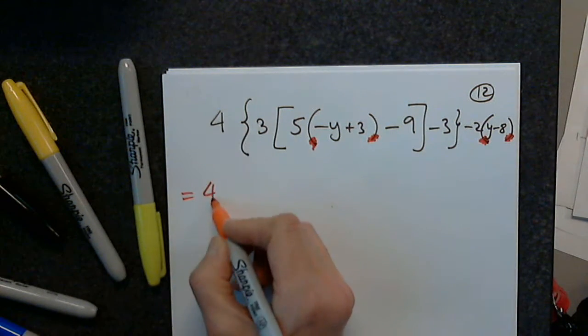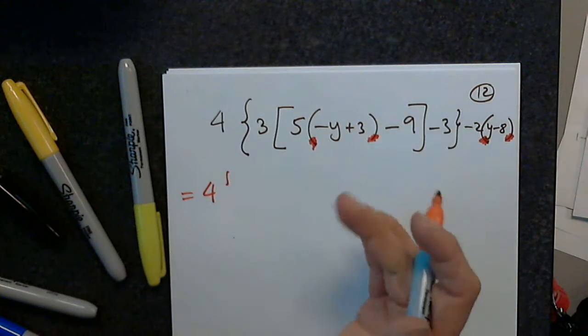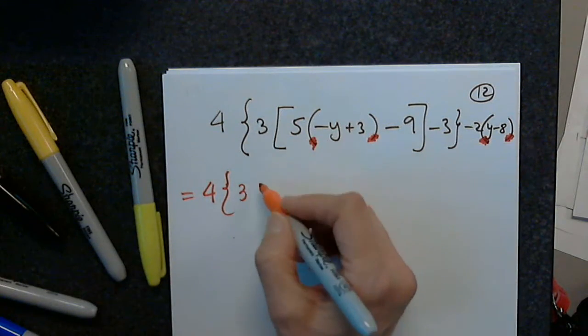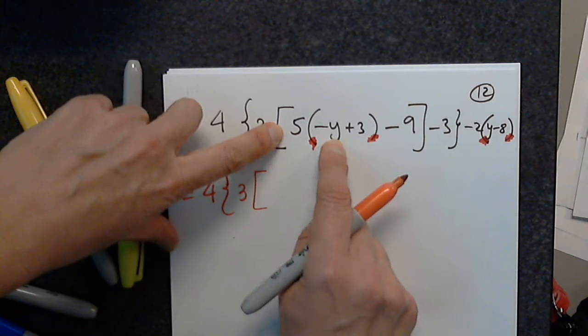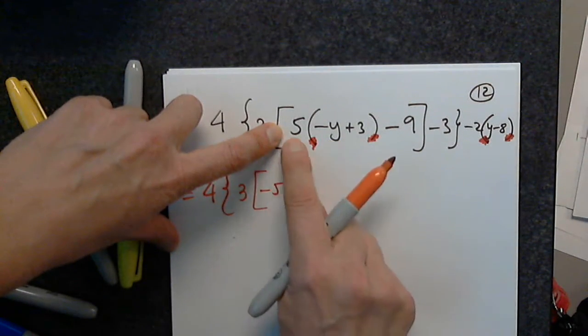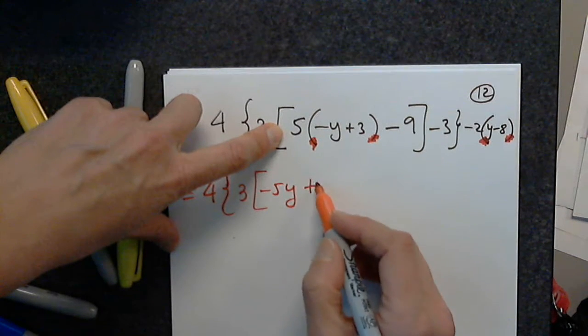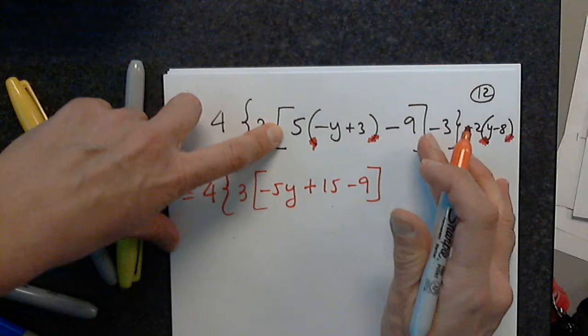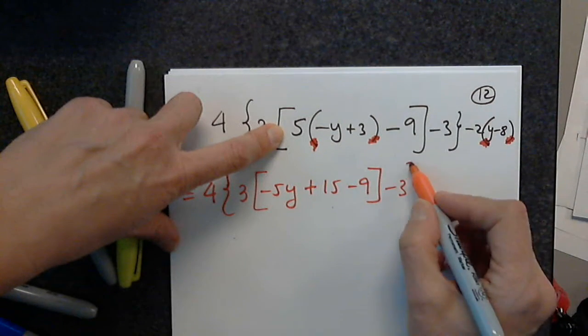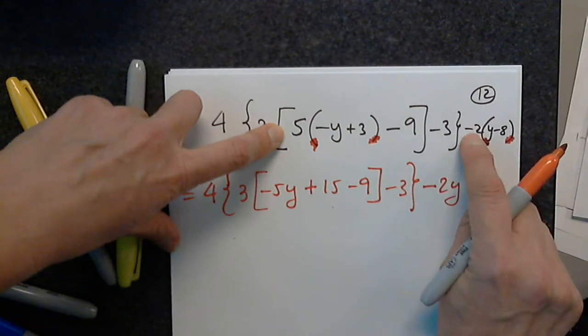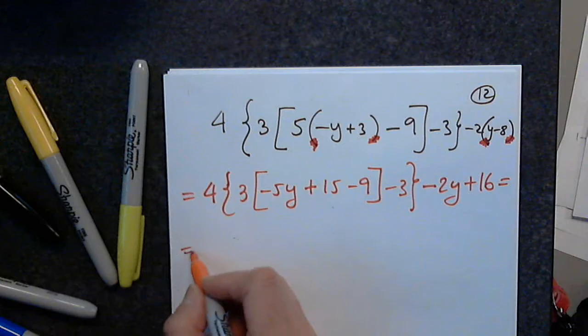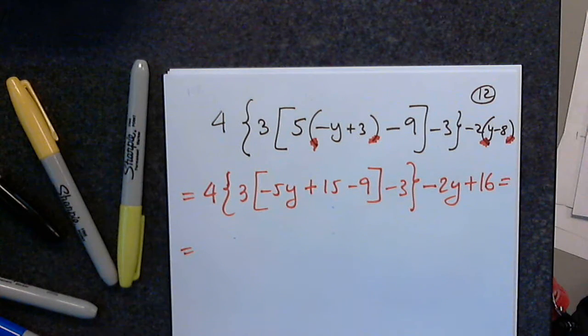So I copy the 4. Obviously there is no operation symbol, it must be product. I copy the 3, I copy the bracket, and now I'm here. 5 times negative y, negative 5y. 5 times 3, positive 15 minus 9. Copy, copy, copy. Minus 2 times y, negative 2y, 1 plus. Very good, awesome. So now, before I try to eliminate this, I want to combine like terms in here.